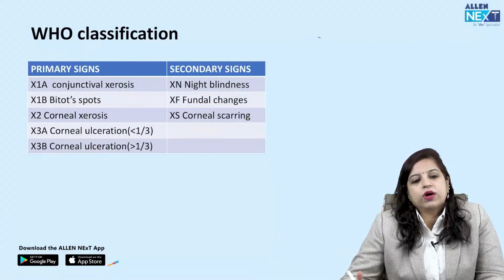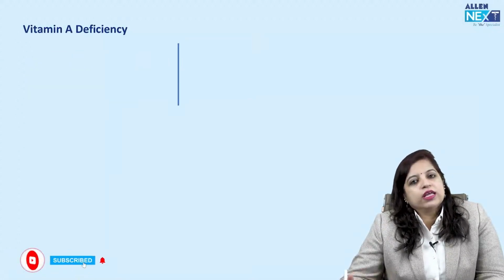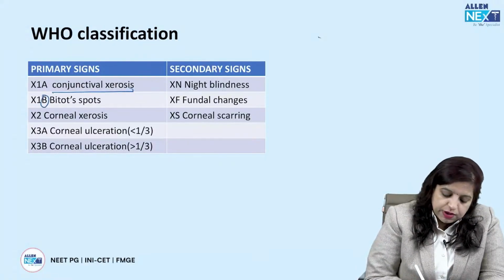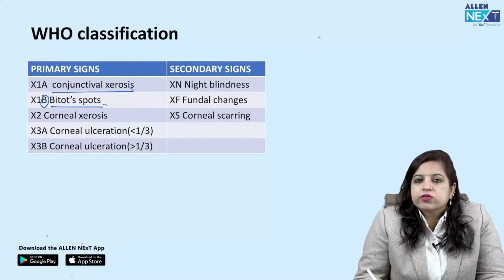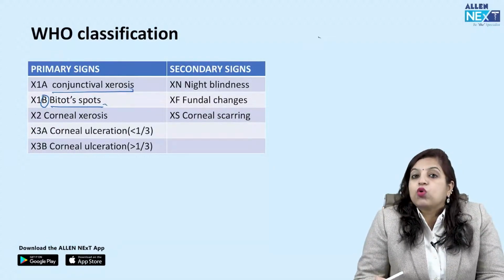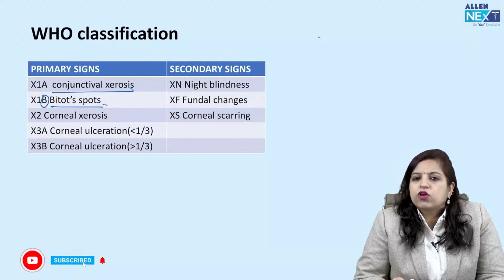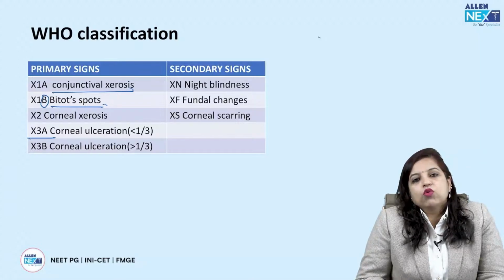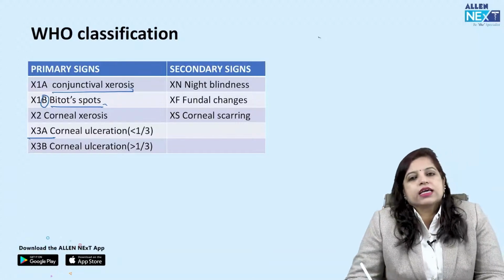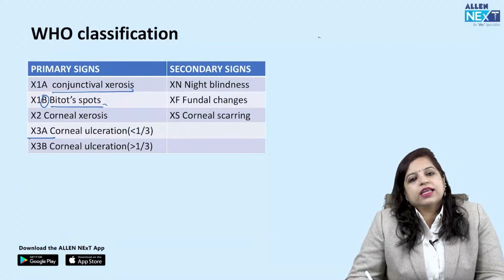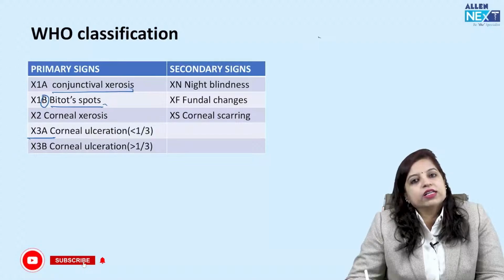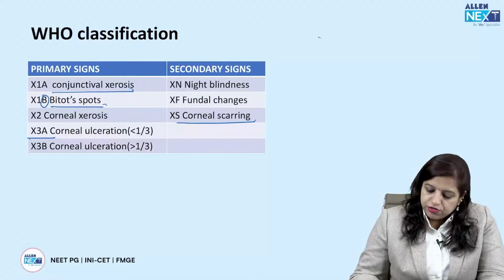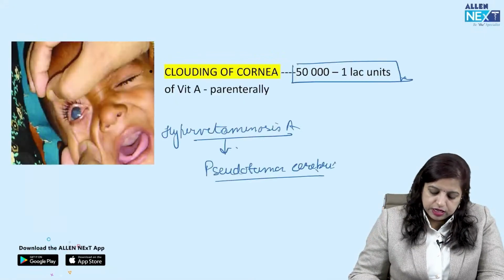The primary signs are X1A, 1B, and then we have X2 and then X3A, 3B. X1A starts with conjunctival xerosis, 1B, B stands for Bitot spots, then X2 is for corneal xerosis, and X3A and 3B deal with corneal ulceration, where the ulceration involving less than 1/3 of the cornea would be X3A, and X3B would be where it is involving more than 1/3 of the cornea, right? And then we have the secondary signs where we have N, F, and S. XN stands for night blindness, XF stands for fundal changes, and XS stands for corneal scarring. So that you should be totally aware of. Treatment we have already discussed above, vitamin A, right?